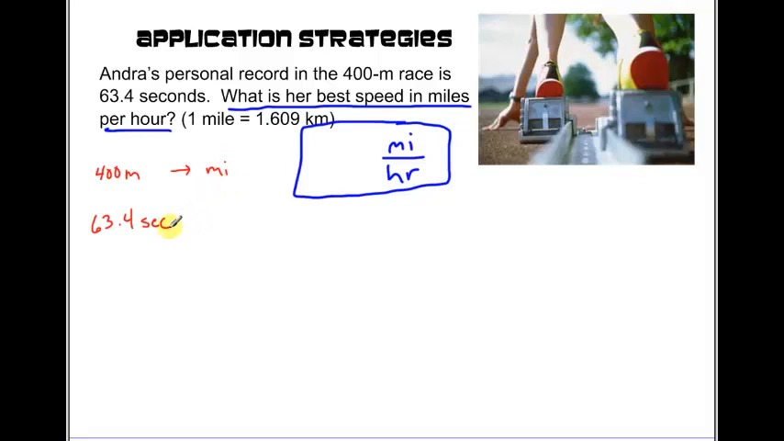And let's make sure we turn the seconds into hours. Now I don't know how many seconds are in an hour, but I do know how many seconds are in a minute. So I'll do that, and then I'll turn those minutes into hours.